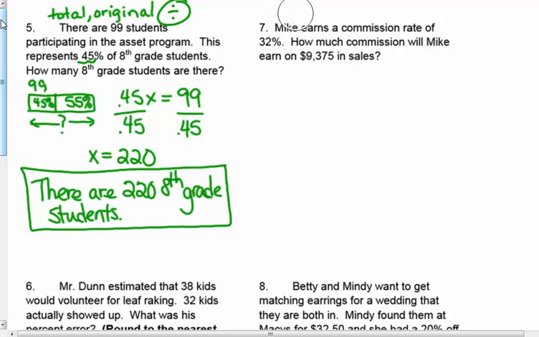So let's bar model this to start with. Mike earns a commission rate of 32%. How much commission? So I know his total sales. So this bar represents $9,375 from one end to the other. He's going to get almost a third of that back, 32%. Guess I could make my bar a little bigger so I'm not writing so small.